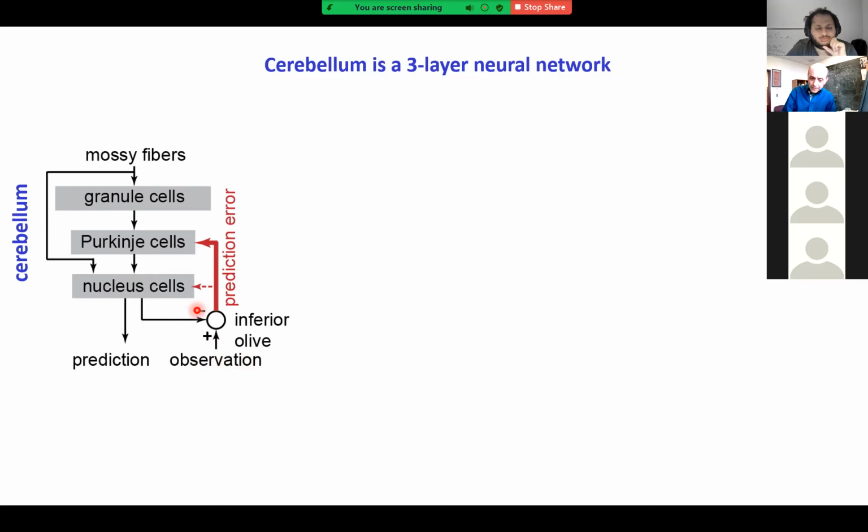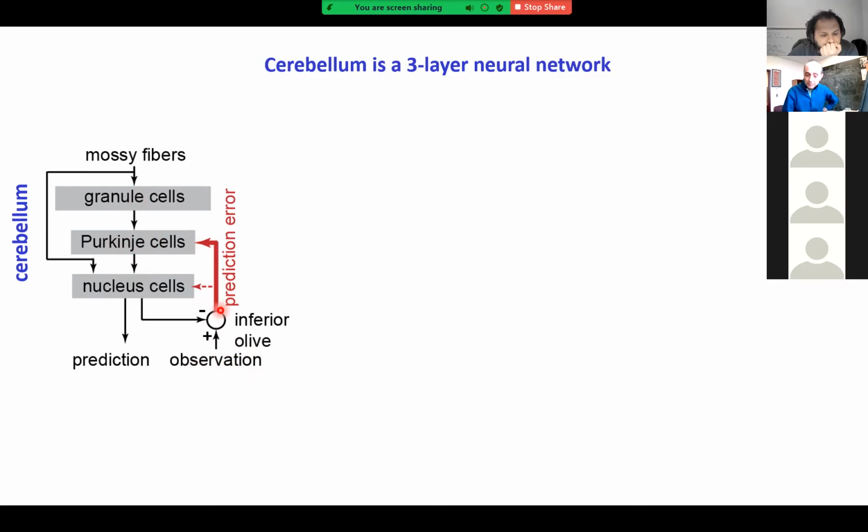The difference between what you predicted and what you observed becomes your error, right? That's prediction error that gets sent back. Now, what's really special about the cerebellum is that these Purkinje cells are receiving two kinds of inputs. They're getting inputs from the granule cells and they're getting this input from the inferior olive. It's one of the very few places in the nervous system where you can dissociate these two inputs. And it goes as follows.